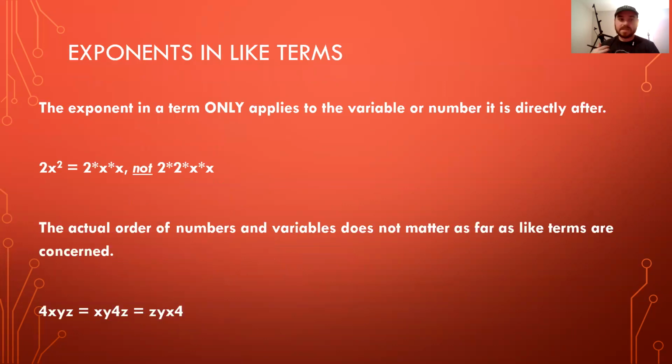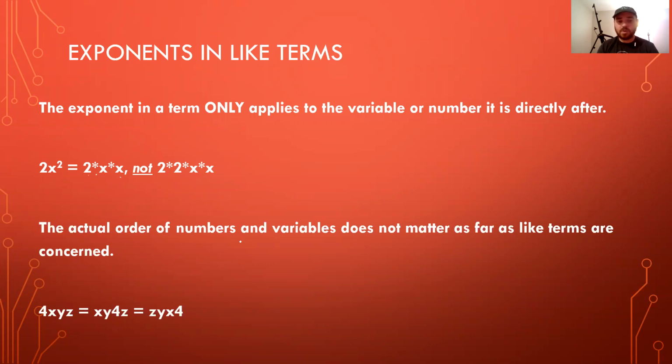Now, the important thing to take away from this is, first of all, the exponent in a term only applies to the variable or number it is directly after. So in 2x squared, the only thing being squared is the x. This is 2 times x times x. It is not 2 times 2, which would be 2 squared, times x times x. It's just 2 times x times x.